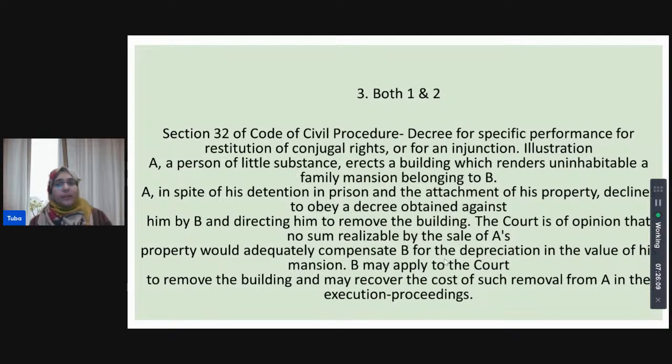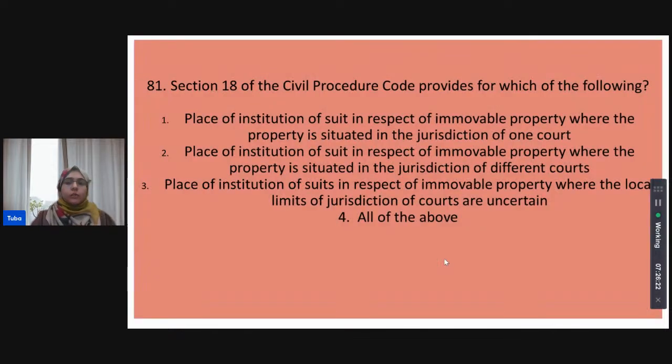Section 32 provides in its illustrations for such a situation. And here B is allowed to apply to the court for the removal of the building and also seek the recovery of the cost of removal from A, since A is in prison right now, of the removal of such a building that he has created.